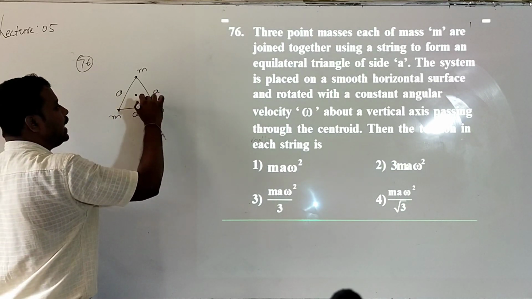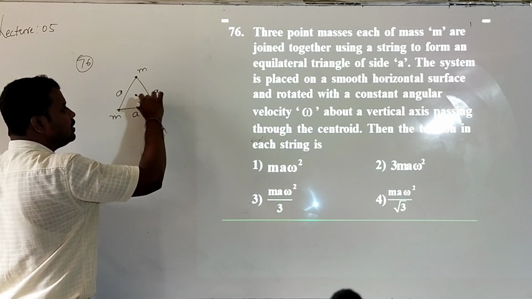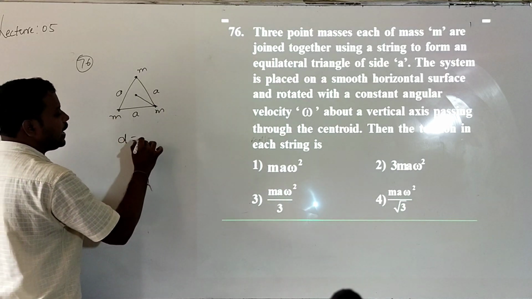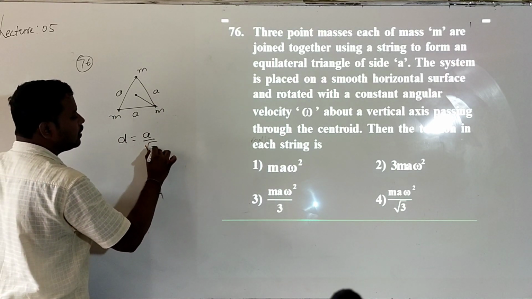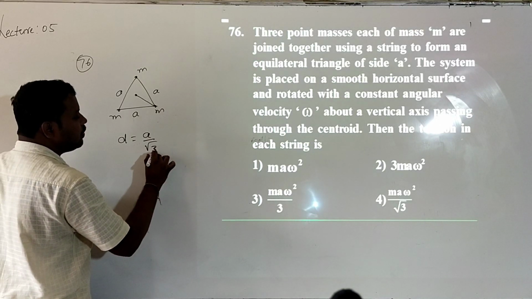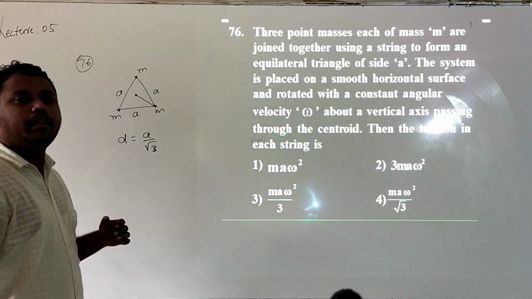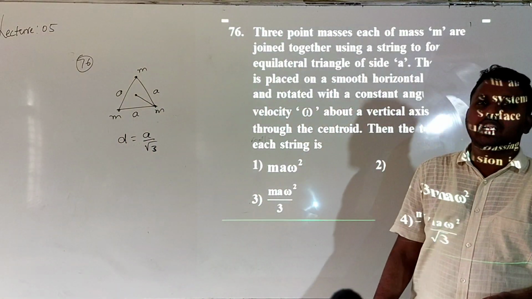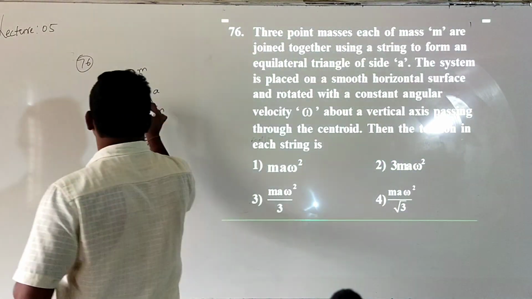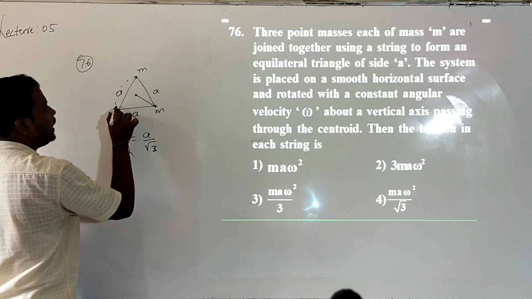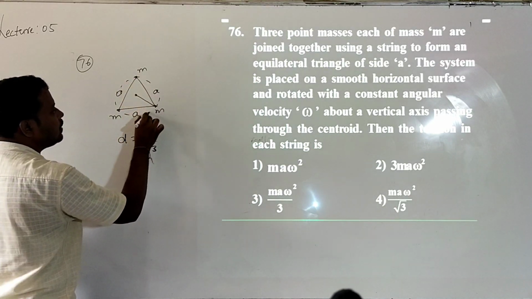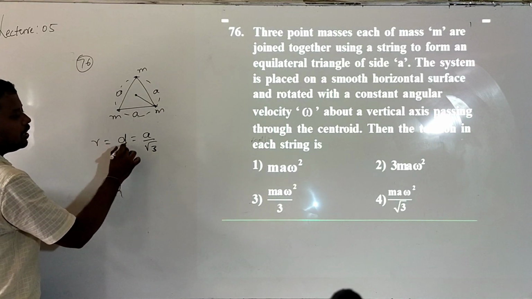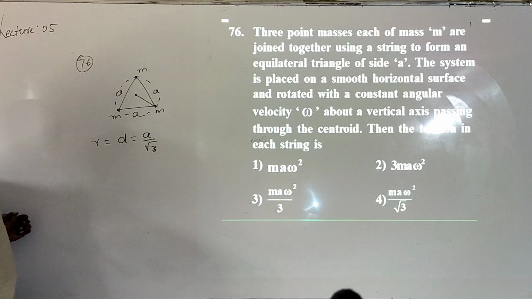If I want to calculate this distance, I can do it now. The distance D is equal to A divided by root 3. So the distance of the centroid from each vertex is A by root 3. By using the geometry, we have discussed this many times. Then they started rotating in a circular path. What is the radius of the circular path? The radius is nothing but this: R is equal to D is equal to A by root 3.